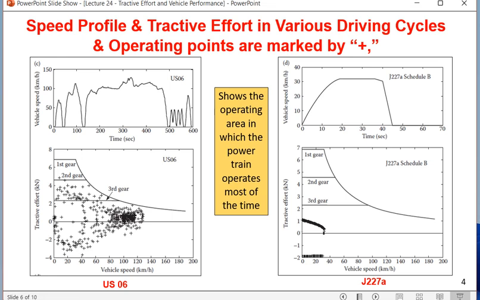Now another very clean driving cycle you are finding here is called J227A schedule B. Here you are finding the vehicle starts, there is no traffic at all on the road, so there is no point of braking except when you want to stop your vehicle and you have reached almost to the destination, then only you have to decelerate. So initially it is gradually increasing. That's why you are finding that all these positives are gradually increasing.